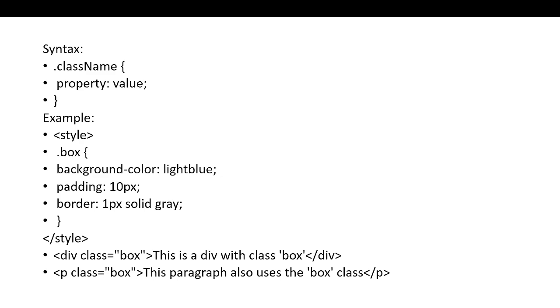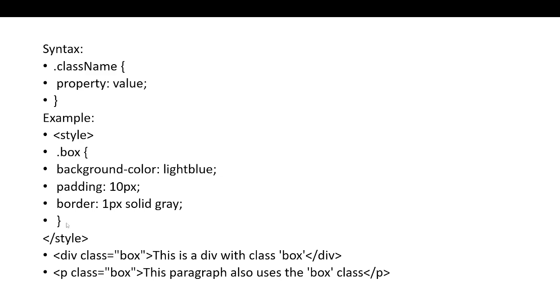As I said earlier, the syntax must start with a dot, followed by the class name, and then we have the properties and their values. For example, the property background-color with the value light blue. In this example, in the style I have created the class name .box, and applied properties and values: background-color equal to light blue, padding of 10 pixels to display the space, and border of 1 pixel solid gray. These are all the styles I have applied under the class name box.